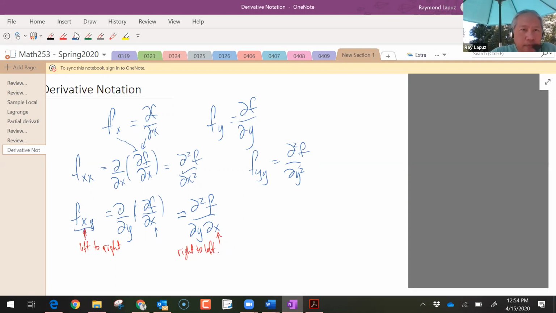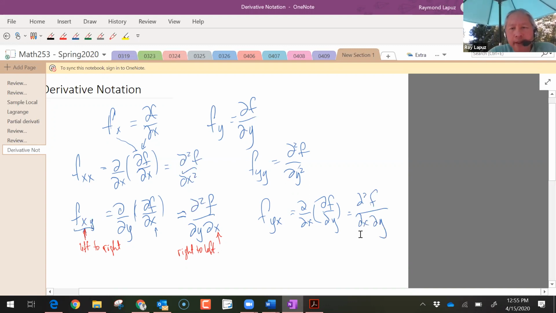So similarly, if we have f of y x, that means you're going to take the derivative of the function with respect to y first, and then you're going to take the derivative of that with respect to x. So this is d squared f and then dx dy. Again, right to left.